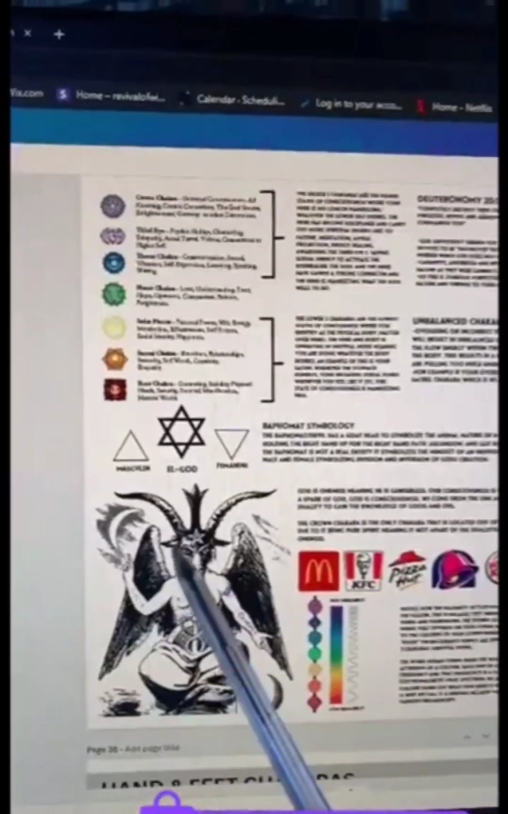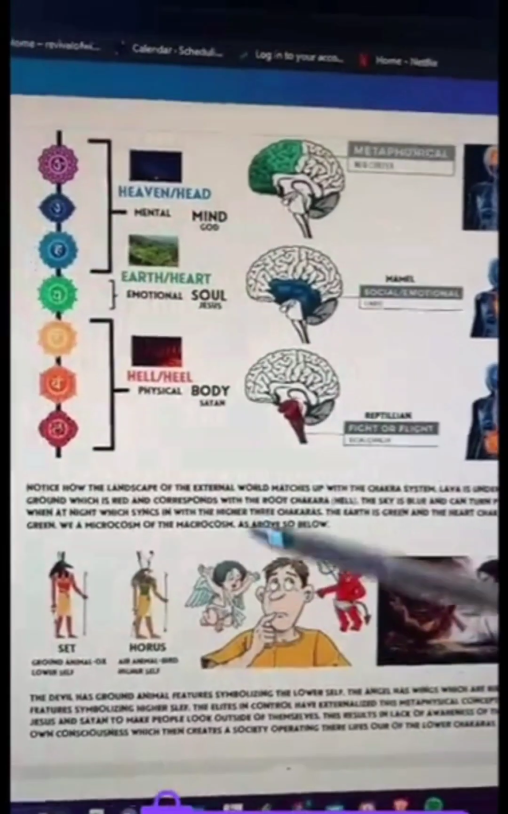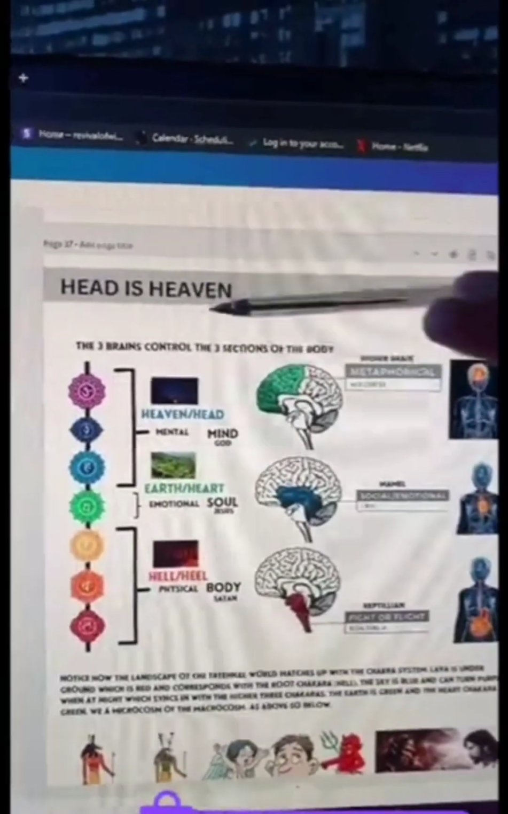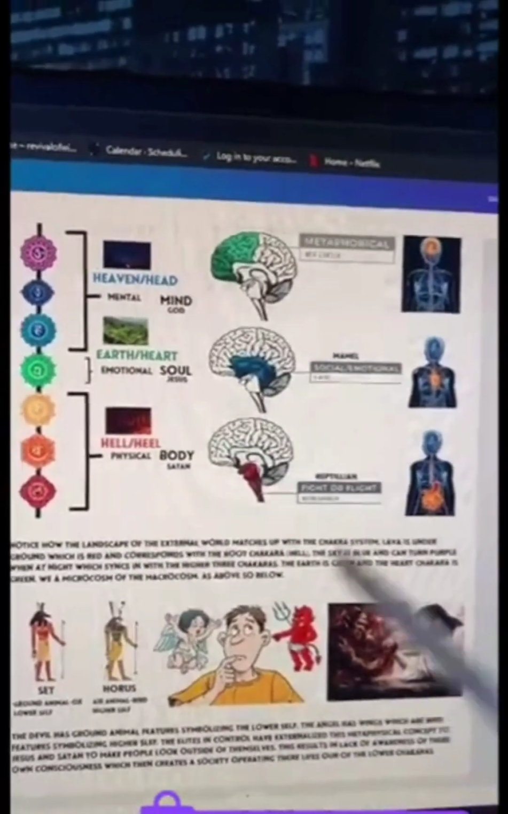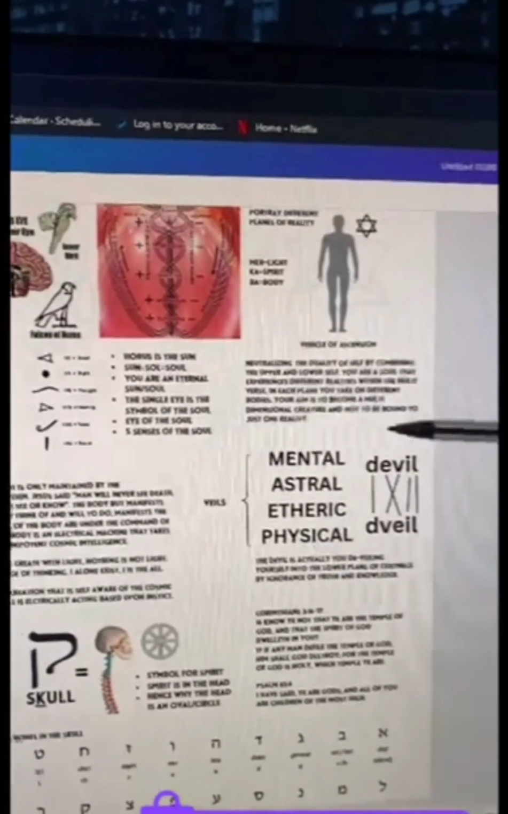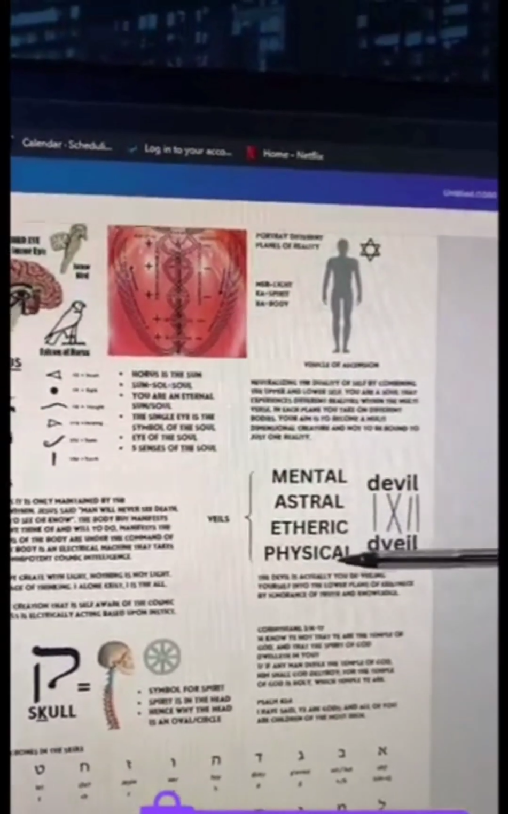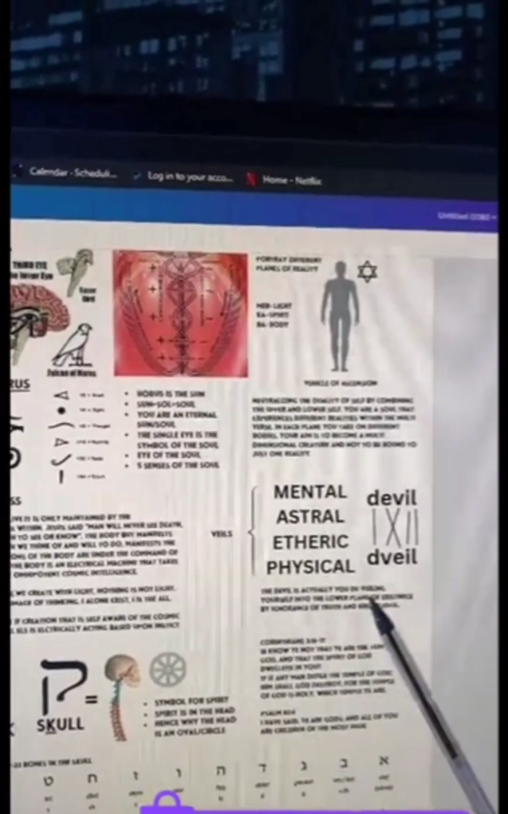The devil has goat features, which is a ground animal. The angel has wings, which is an air animal. The angel is your higher self, the devil is the lower self. Hence why the devil is red, because red is the lowest vibrational color. The devil is the deveiling, because you are mental, astral, etheric and physical. You are deveiling yourself by sitting in the lower states of consciousness.